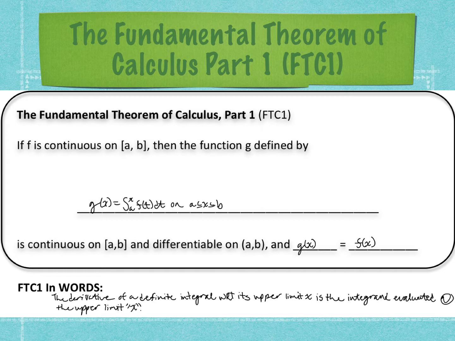So here's the official Fundamental Theorem of Calculus part 1, or FTC1. If f is continuous on the interval from a to b, then the function g defined by g of x equals the integral from a to x of f of t dt, for a less than or equal to x, which is less than or equal to b, is continuous on a to b and differentiable on a to b, and g prime of x equals f of x. So in words, the derivative of a definite integral with upper limit x is the integrand evaluated at the upper limit x.